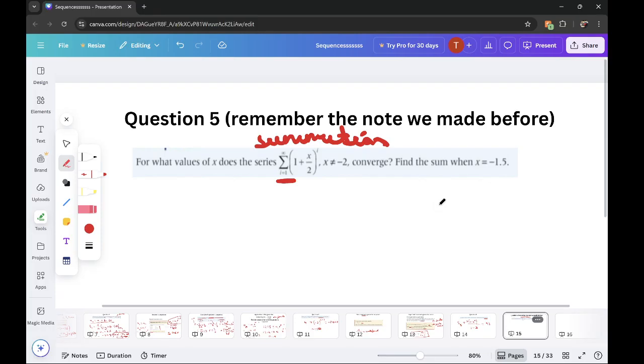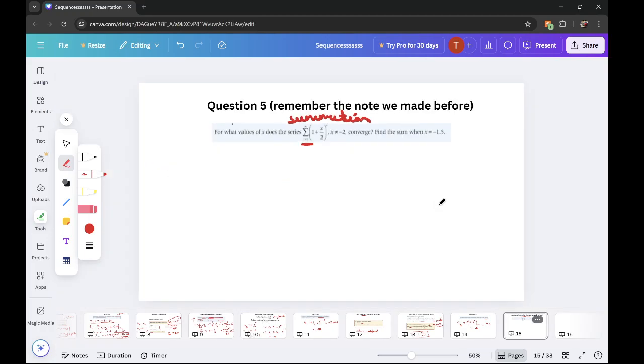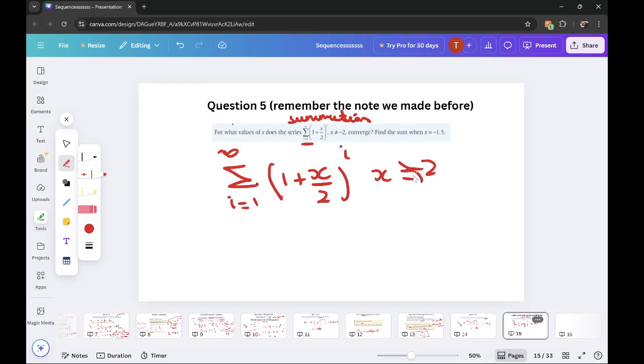They've asked us 2 questions over here. For what values of x does the series converge? This is where stuff gets a little bit more complicated, more difficult. I like writing it out: i is equal to 1, as x cannot be equal to 2. Again, x cannot be equal to 2 as x over 0 will be an undefined value. So they've asked us for which values of x does the series converge.